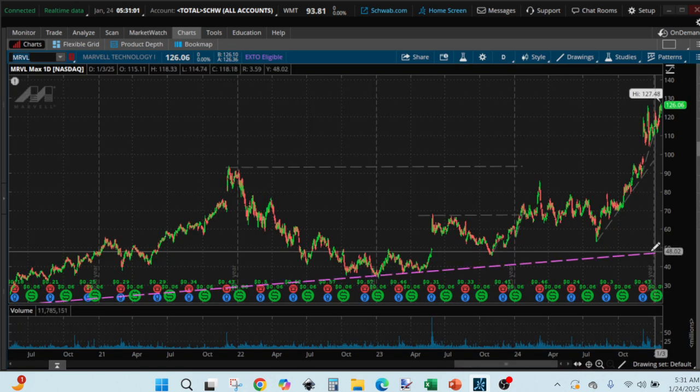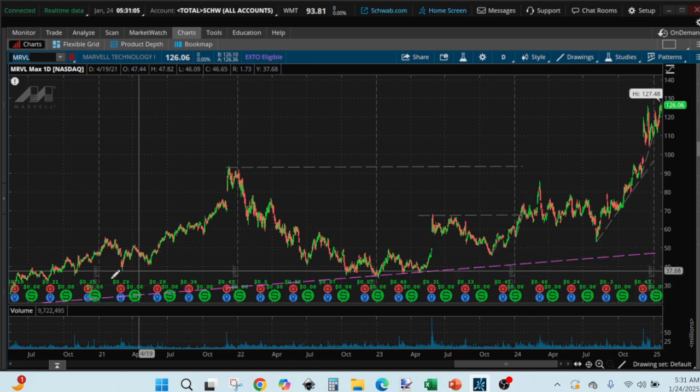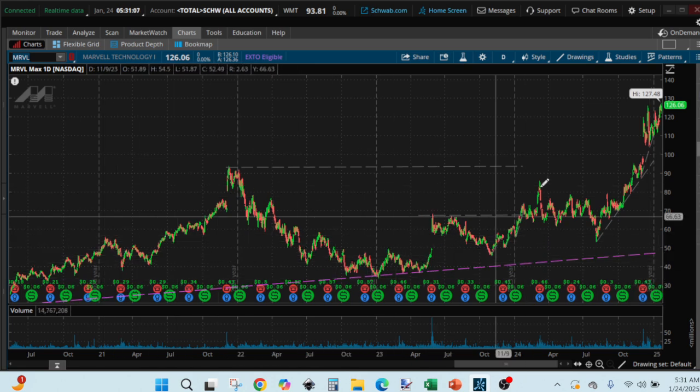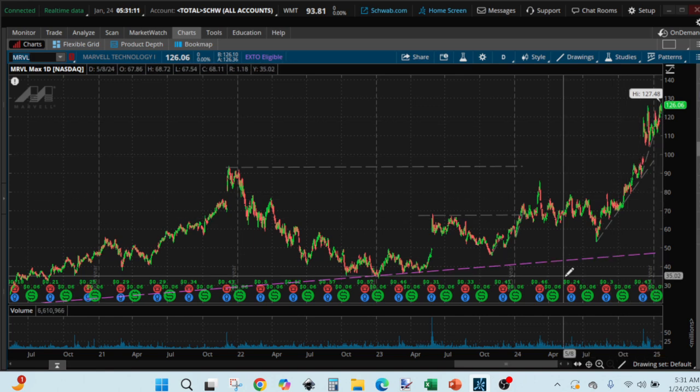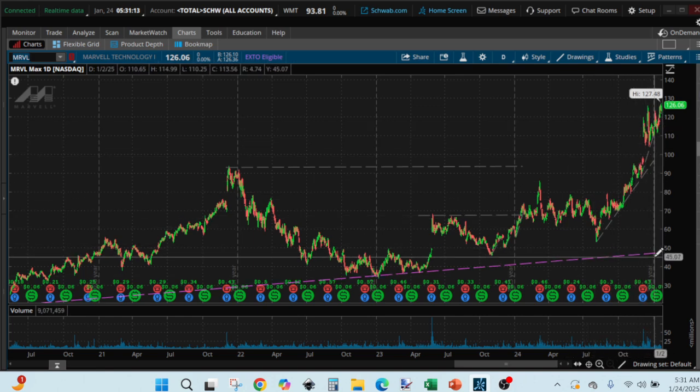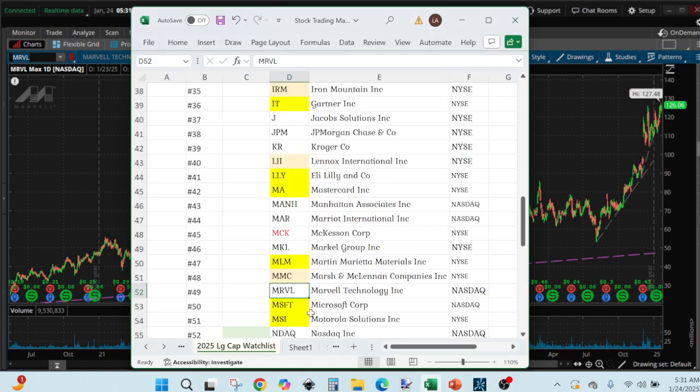MRVL, we like to buy at this trend line because it does make a big mountain. Therefore, it is on one side of the mountain, climbing up, and we just like to wait. When it climbs down, we can get in. So the next one is Microsoft.